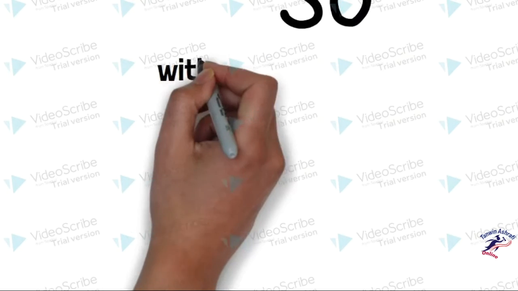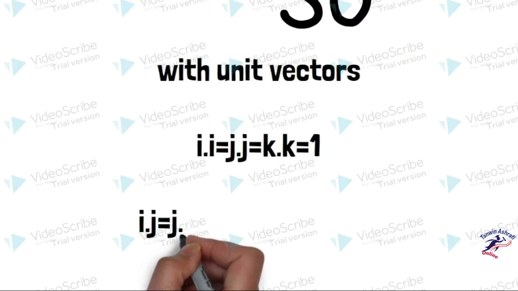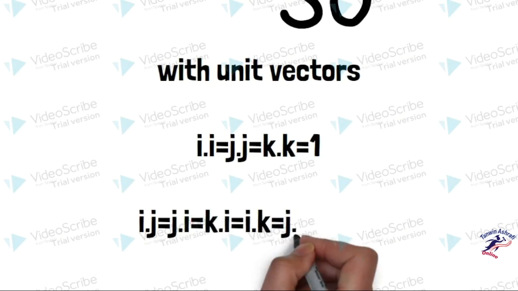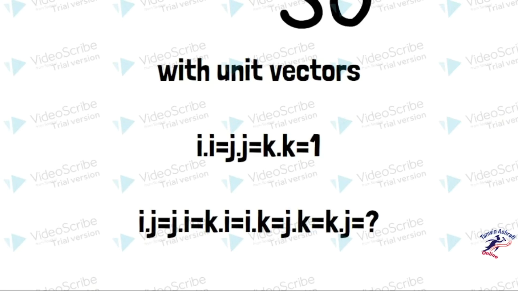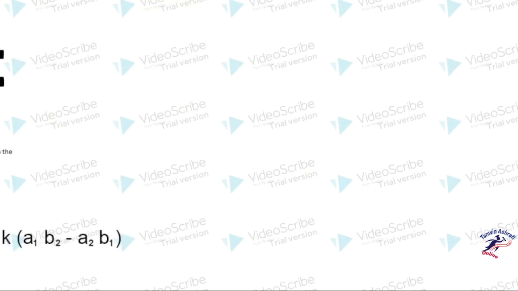Now with the unit vectors i, j, k, what we learn from the dot product is that i dot i is equal to j dot j is equal to k dot k is equal to 1. That means if we think about i dot j, j dot i or k dot i, the interrelation of i and j, what will be the result? Are they also equal to 1? No, they are not equal to 1, they are equal to 0.